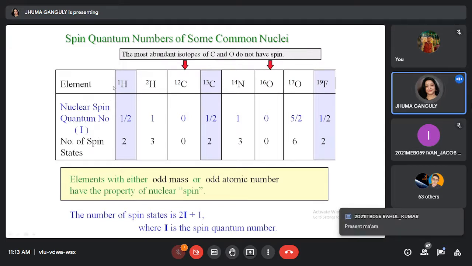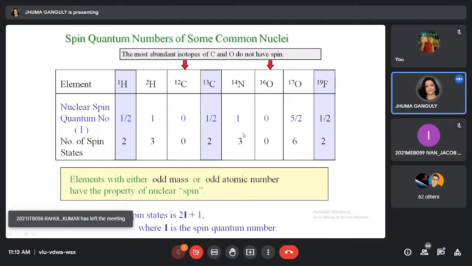So the proton is plus or minus half, and the number of states is 2. That number of states depends on 2I plus 1. This is deuterium, with spin 1. Then 13C is again half. 14N is not possible for NMR. 16O is not possible, 17O is possible. Then 19F is possible.